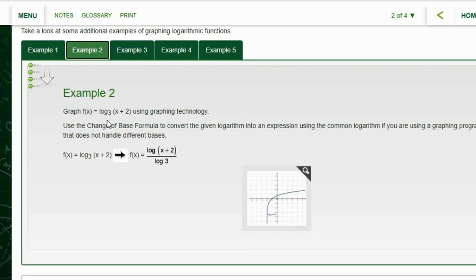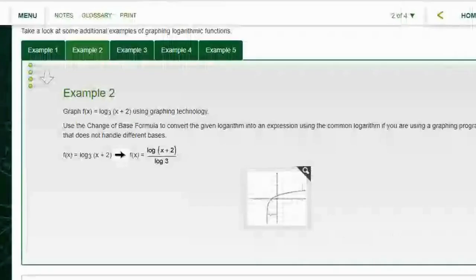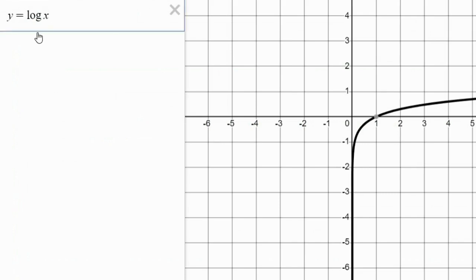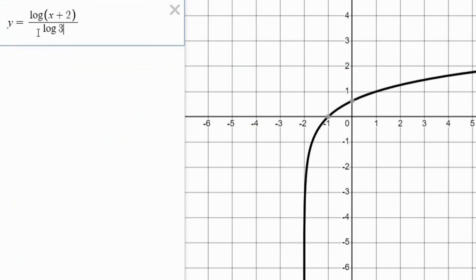That says do log base 3 of x plus 2. Can we do that? Sure. If we remember how we do that, if we want x plus 2 to be the argument and 3 the base, we put x plus 2 on top of the fraction and divide it by log 3. So that's log base 3 of x plus 2. So look at that. It shifted it left 2. Instead of crossing at 1, it crosses here.